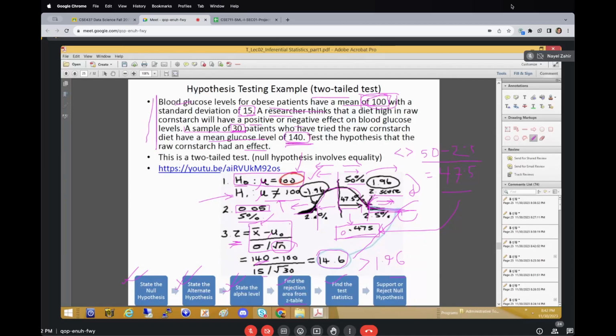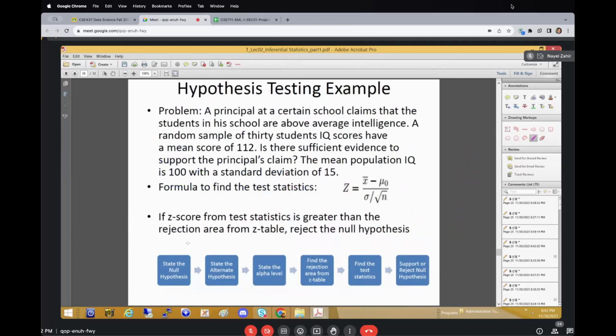Okay, so this is the two-tailed test. Now we can think about another test. We have to follow the same steps: state the null hypothesis and the alternate hypothesis, then set the significance level, find the rejection area, then the test statistics, and decide whether to accept or reject the null hypothesis. So now here is another problem. A principal at a certain school claims that the students in his school are above average intelligence.